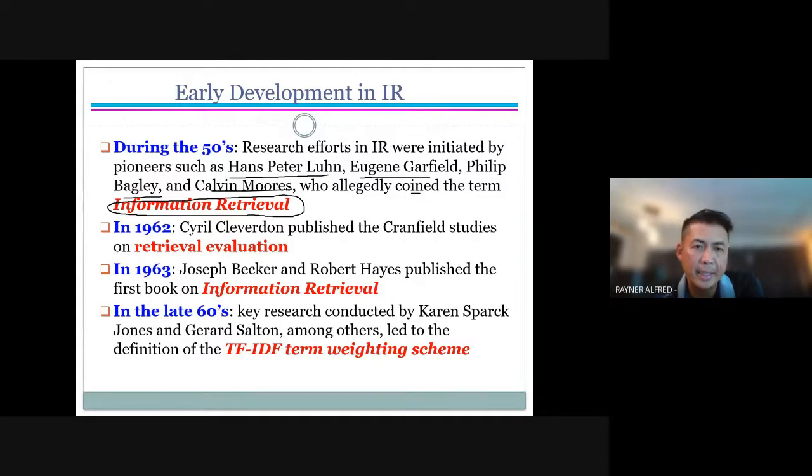In 1962, Cyril Cleverdon published the Cranfield study on how we evaluate the retrieved information. Okay, how do we actually say this information is relevant or not relevant with respect to the query? And then in 1963, Joseph Becker and Robert Hayes published the first book. So this is the first book on information retrieval.